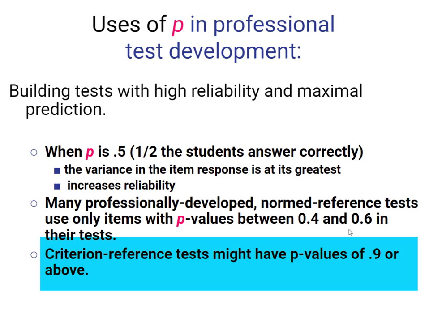Criterion reference tests, which are things like the Regent, where you just have to basically hit a cut score in order to pass it, have a very high p-value. Usually those are like 0.9 or above.